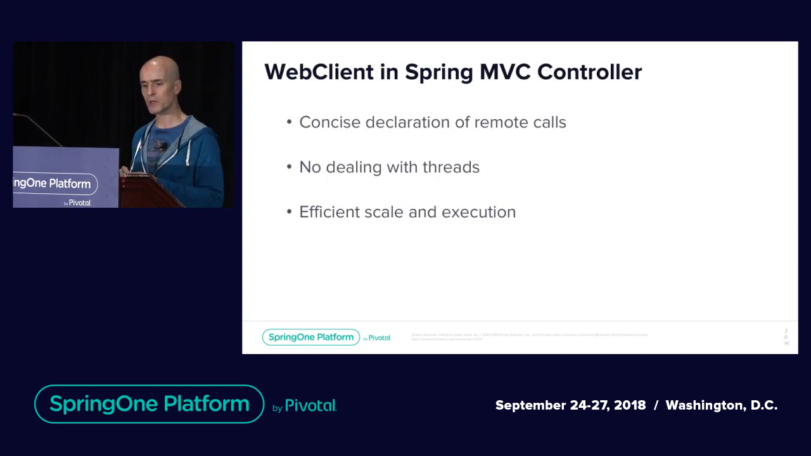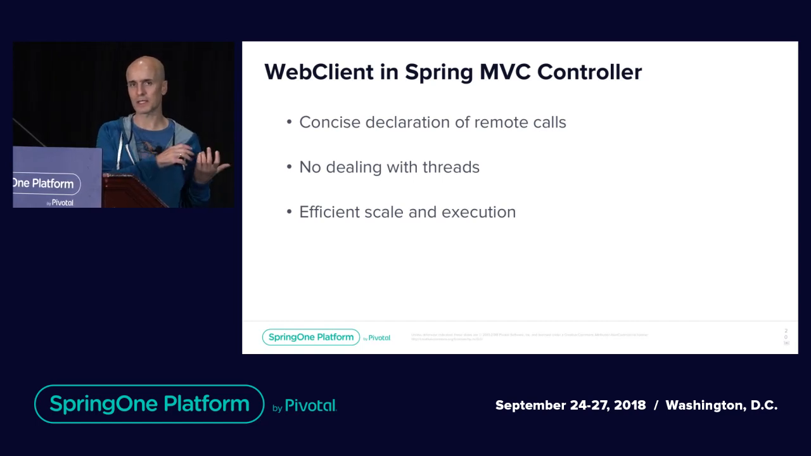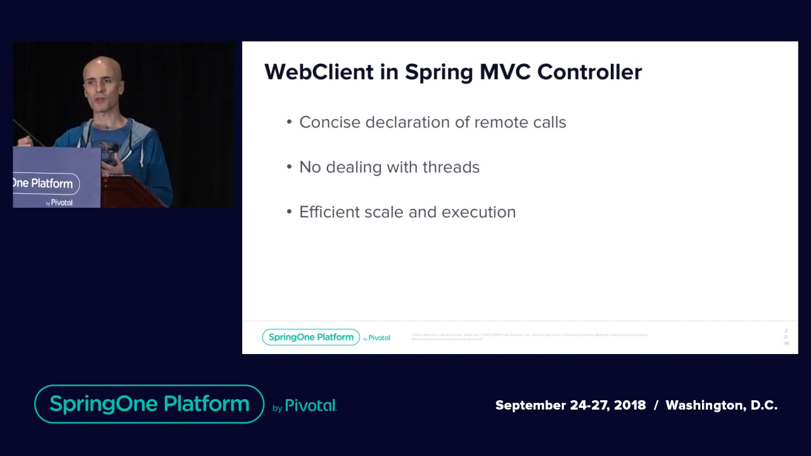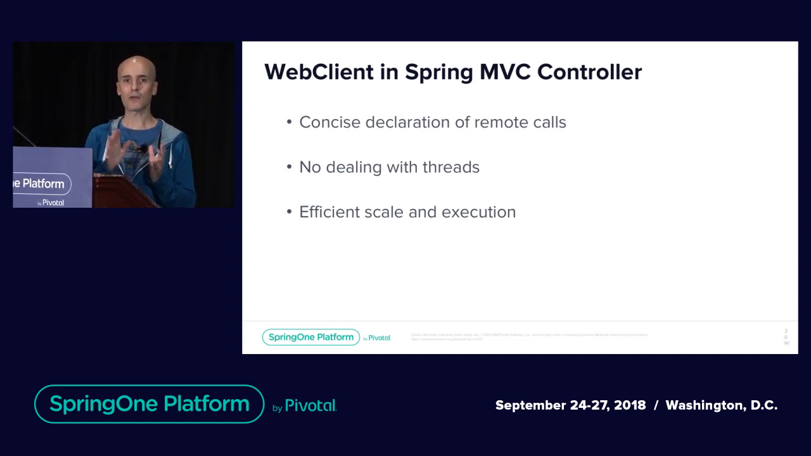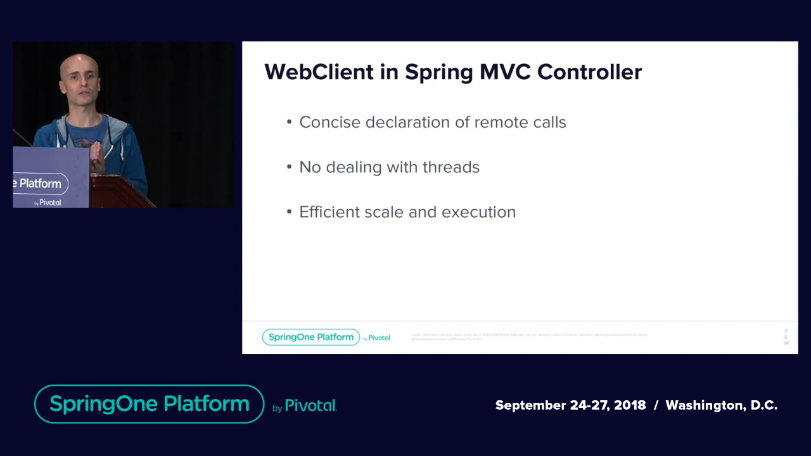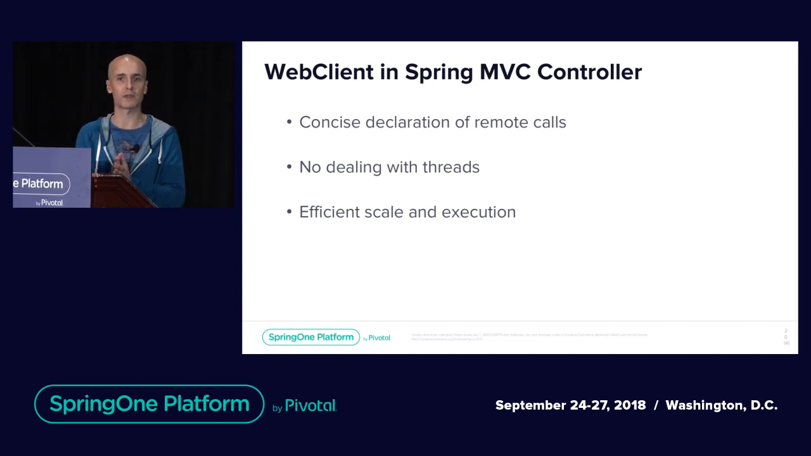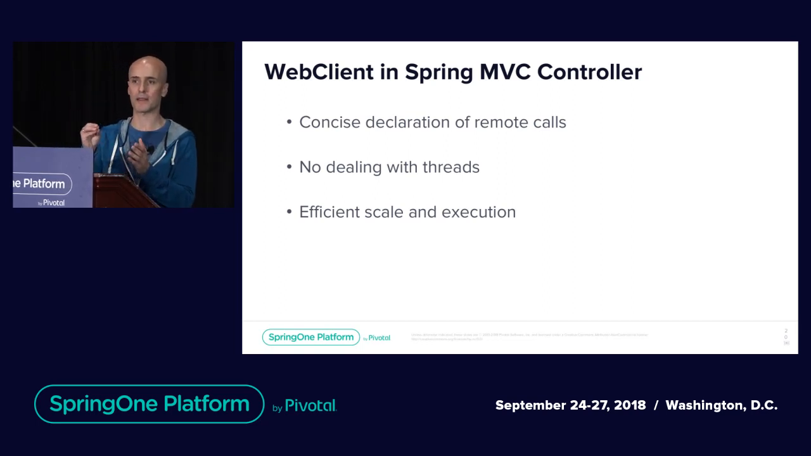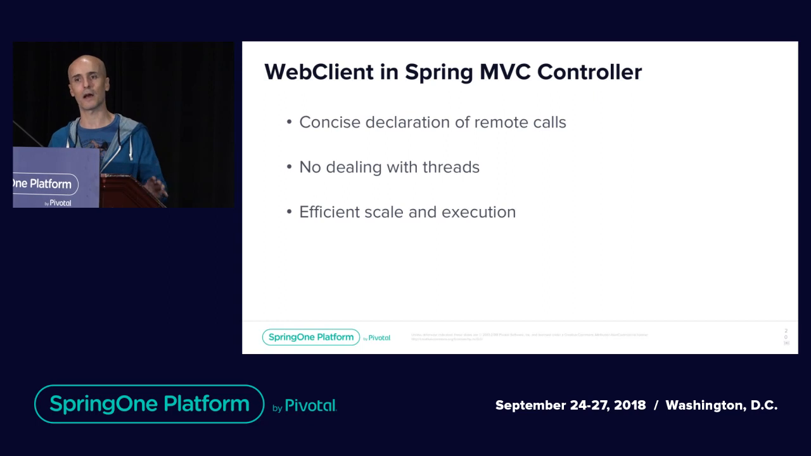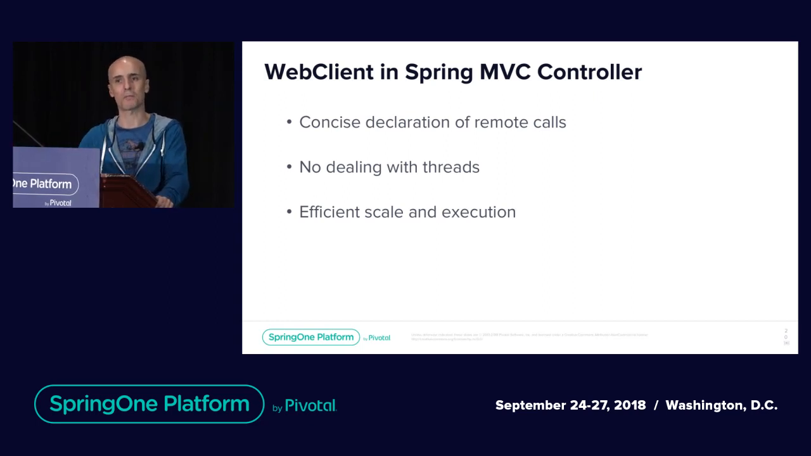So this works pretty well with the web client, and you can make these kinds of concise declarations and orchestrate remote calls from the server side. You're not dealing with threads anywhere. On top of that, you get efficient scale and execution, which is important on the server side, because if you think about it, it's no longer just using one web client. You're sharing that. If you have 100 requests coming at your server, each one using the web client, that's 100 concurrent remote calls that you're making. So you're automatically in a much more concurrent scenario on the server side.